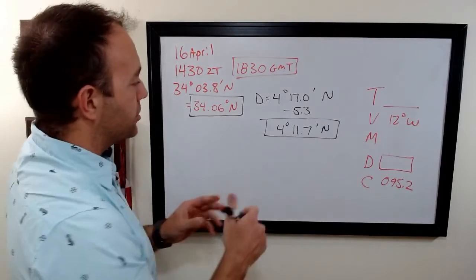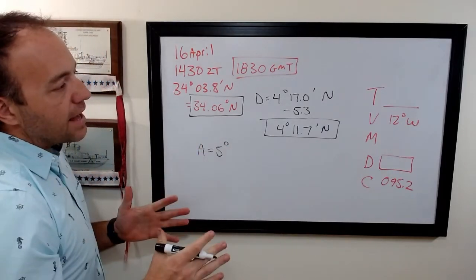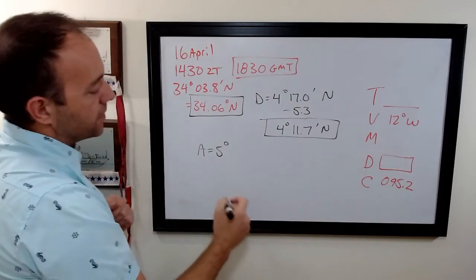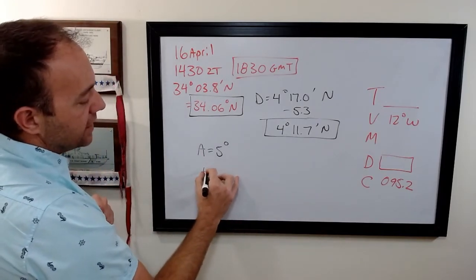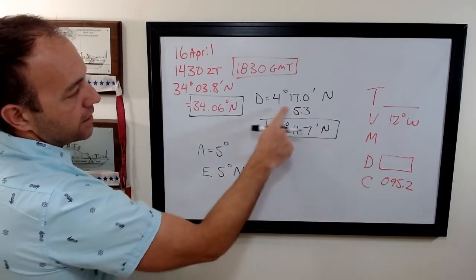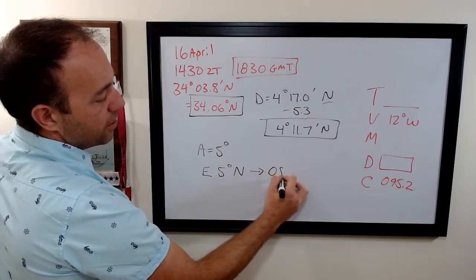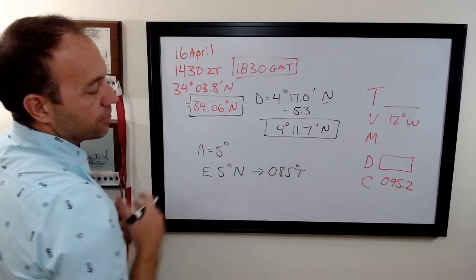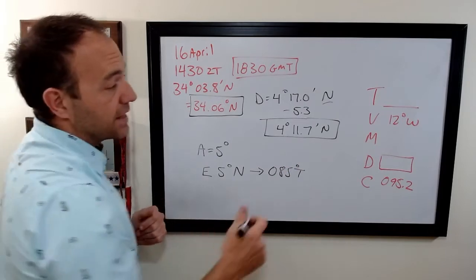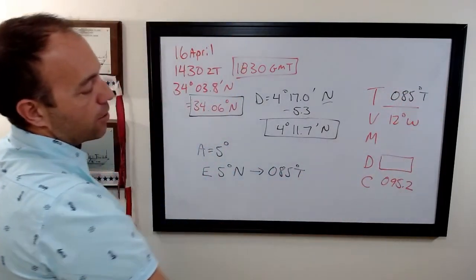So that's good. Our amplitude is 5 degrees. What does that mean? Is that the value that goes in here? No. What they're saying is you're looking to the east and you're going 5 degrees to the north of it because the declination is north, otherwise known as 085 degrees true. So normally that's what we would put in here, 085 degrees true, so we can solve the problem.